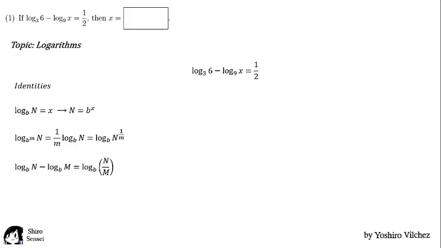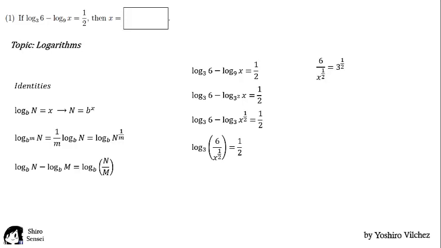So for this problem we have this expression: 9 is 3 squared, and then we apply the second identity. As we see a difference of two logarithms with the same base, we apply the third identity, and finally apply the definition of logarithm. Then we have this expression, and solving we finally get x equal to 12.